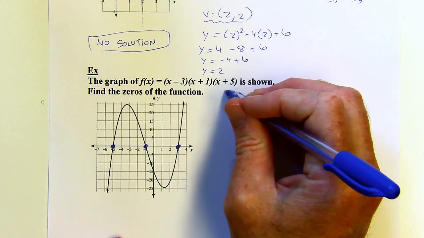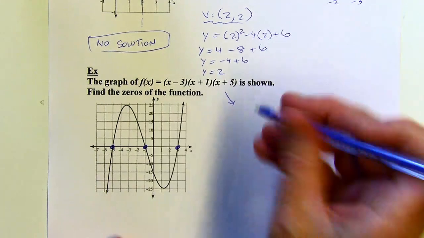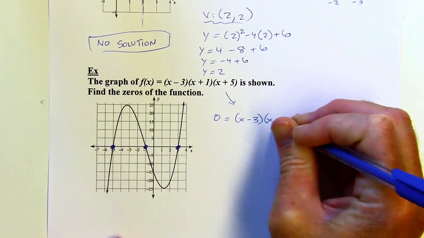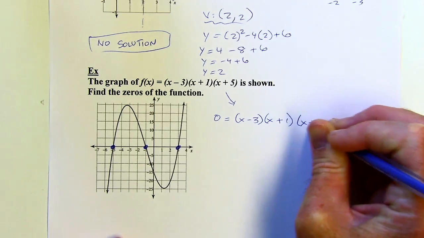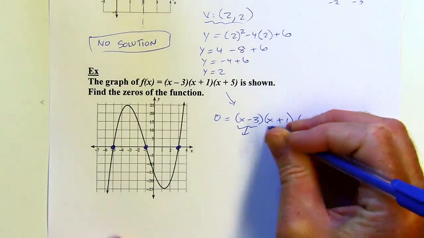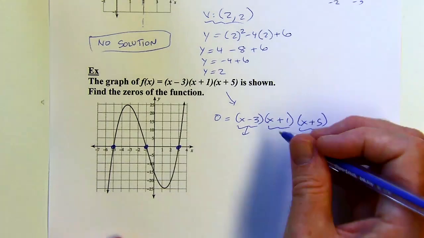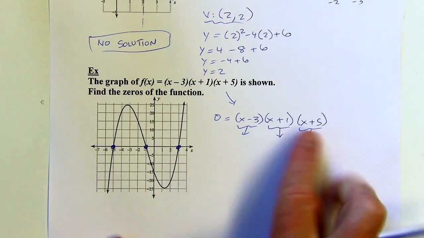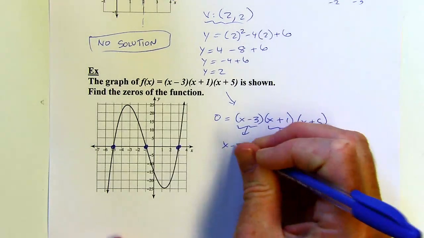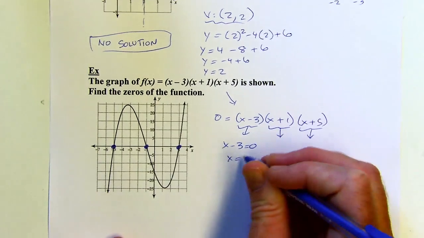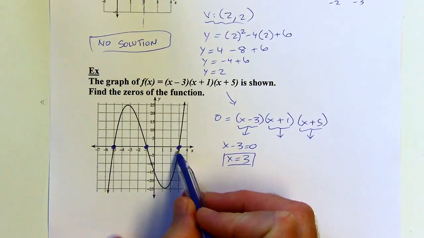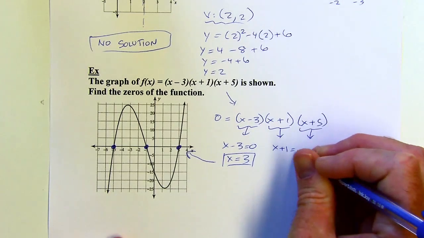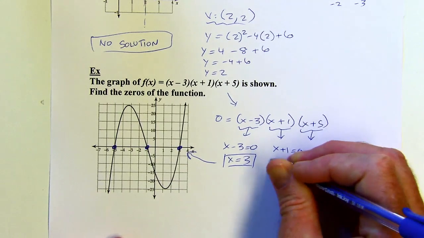But you could also take the equation and just plug in 0 for y, or for f of x here. And since this is already factored, it's pretty easy to solve for x. We can just use the zero product property. One of these factors has to equal 0 because the product is 0. So let's just check this. If I solve that one, x equals 3. Well, hey, that is one of them on the graph there, right? And then if x plus 1 equals 0, then I get x equals negative 1.